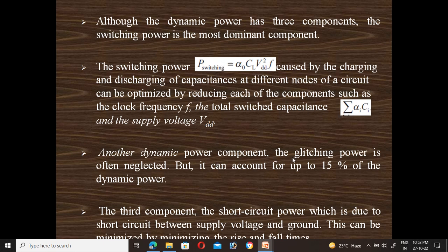Another parameter is glitching. It accounts for up to 15% only. The third one is short circuit.